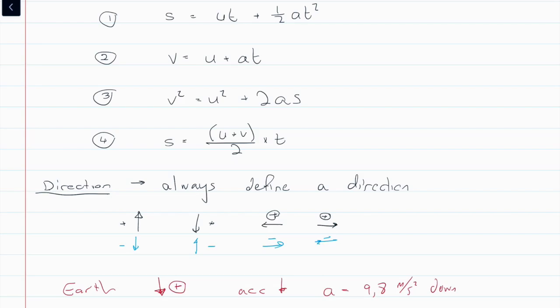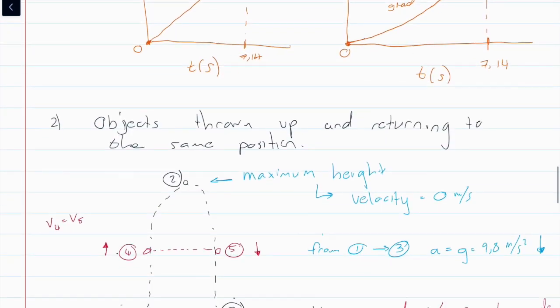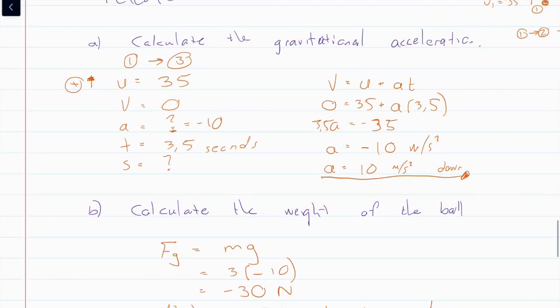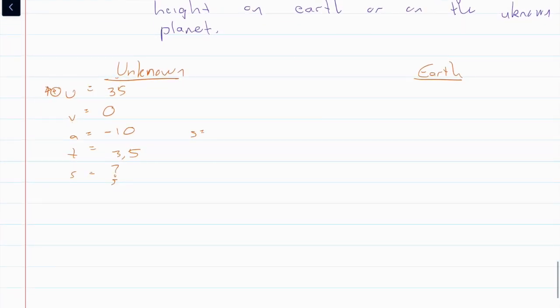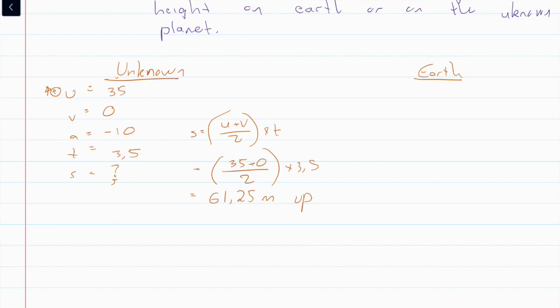S equals u plus v divided by 2 times t. Again, these UVATs are from 1 to 3, right? So I'm left with 35 plus 0 divided by 2 times 3.5. If I do that, I have 35 divided by 2 times 3.5, and we get a height of 61.25 meters. It came out positive, so I'm going to say up. That's S of the unknown planet.